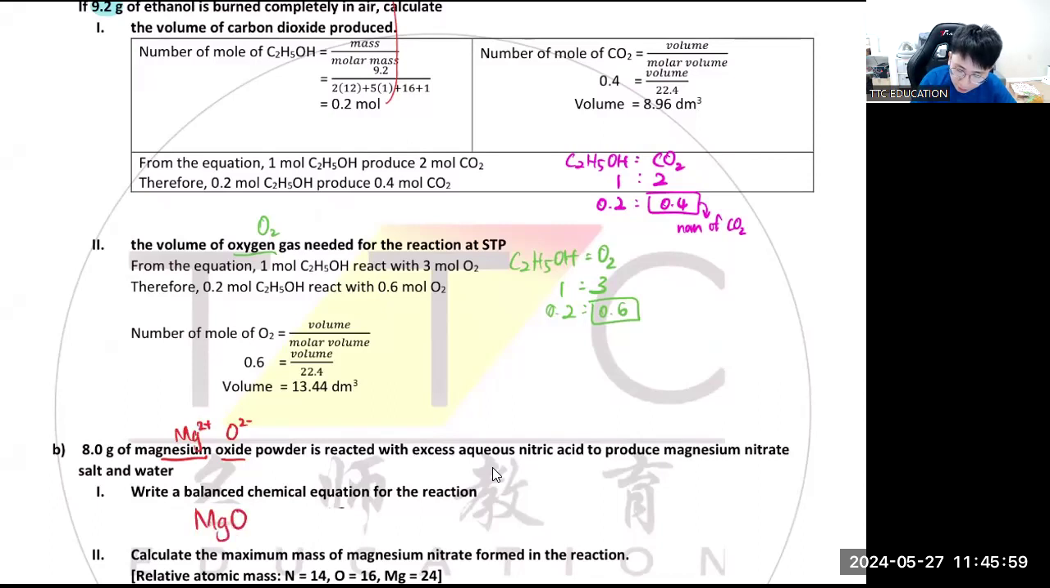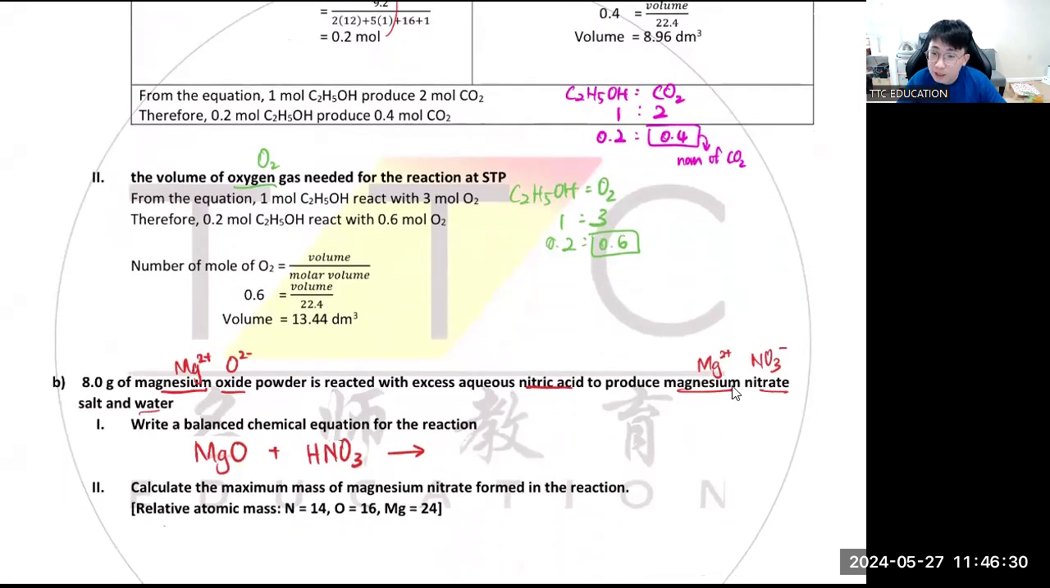And then what is nitric acid, guys? Do you memorize the formula for nitric acid or not? Confirm don't have. Nitric acid is HNO3. And then they say it produces magnesium nitrate and water. I believe water you all know, H2O. But what is magnesium nitrate? Again, it's an ion, Mg2+. What is nitrate? NO3-, guys. Do you all memorize all these charges, all these ions? Confirm don't have, right? Start to memorize.